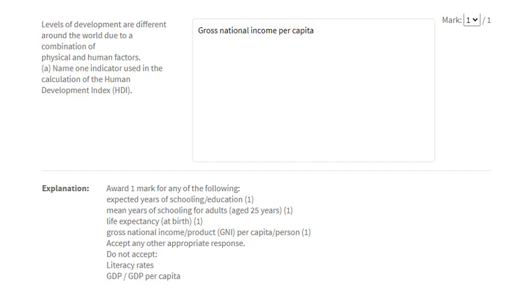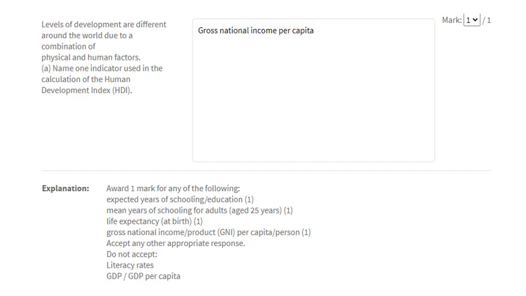So this question was really straightforward, and because the question says name one indicator, that's all you needed to do. You didn't need to describe it or explain it, but it does require you to have a knowledge of the key terms and what is involved with some of these different definitions of development. So this was asking you specifically for the Human Development Index.